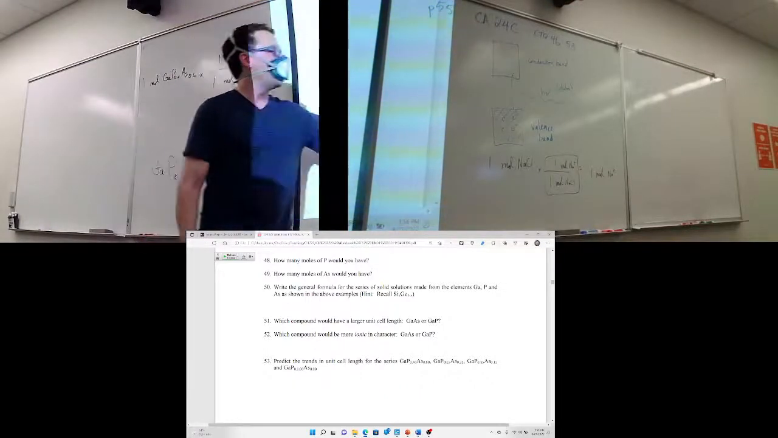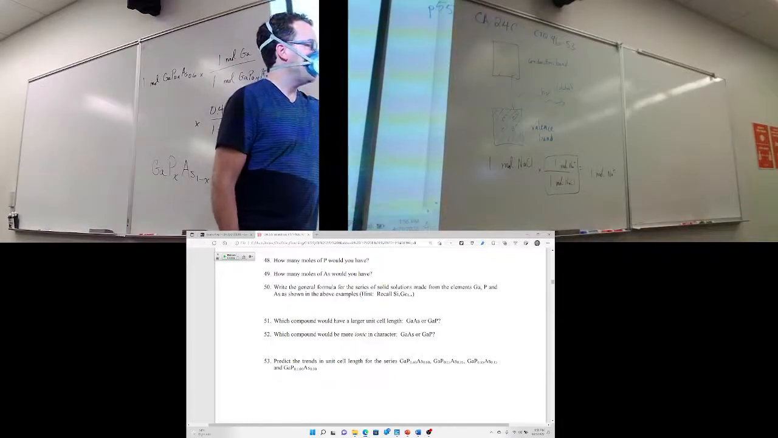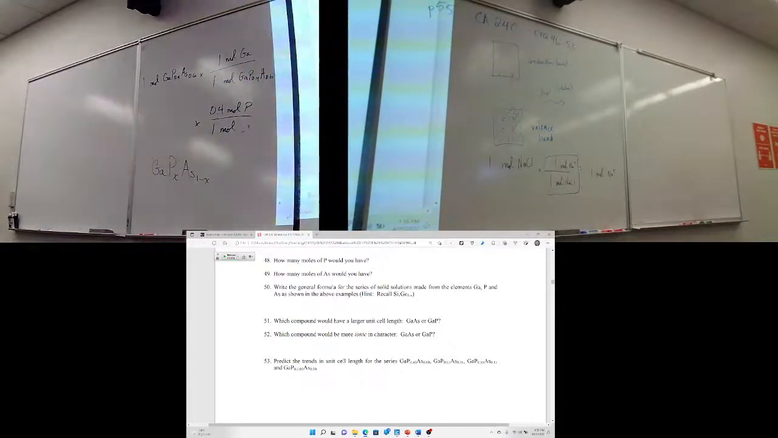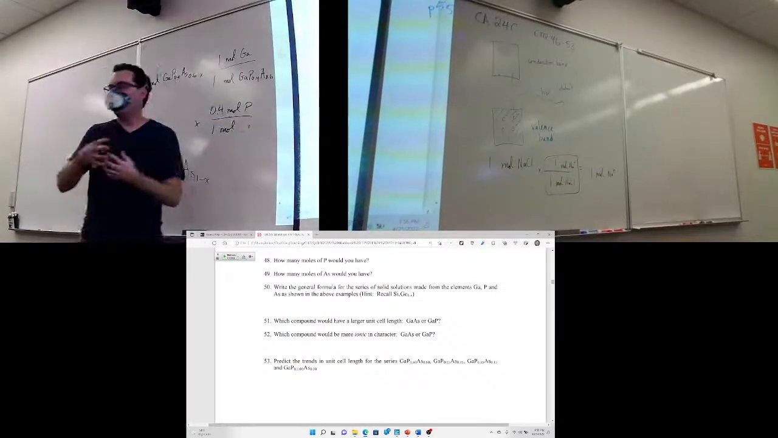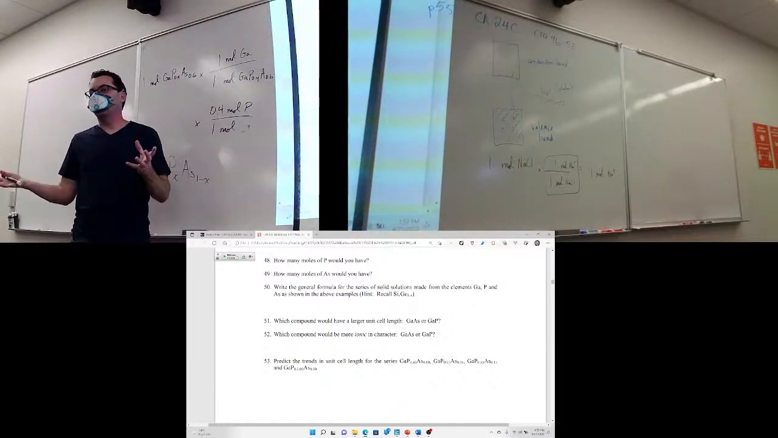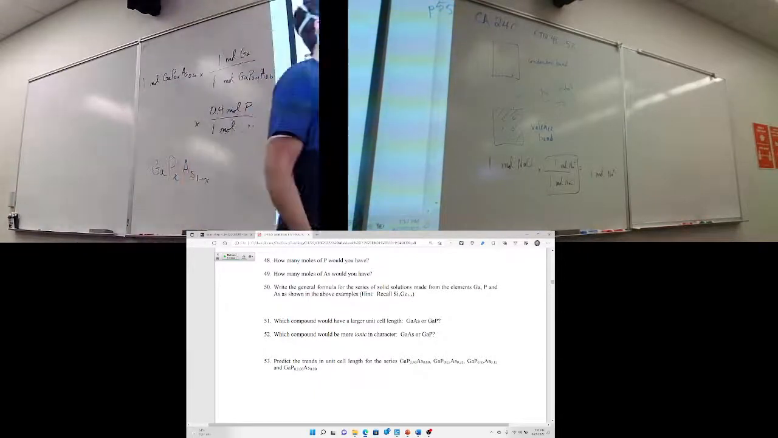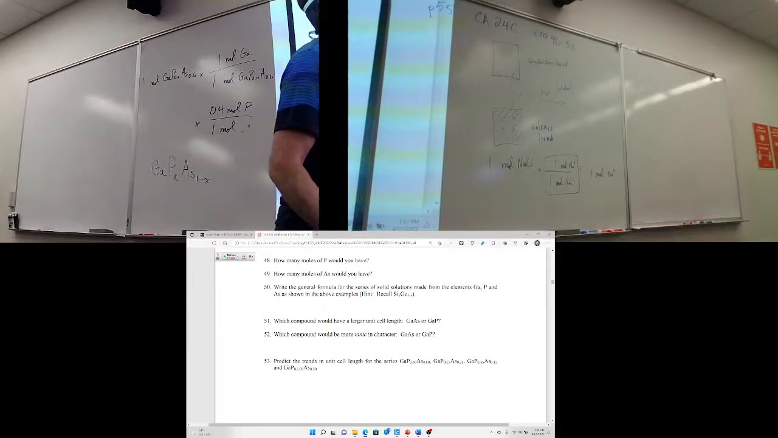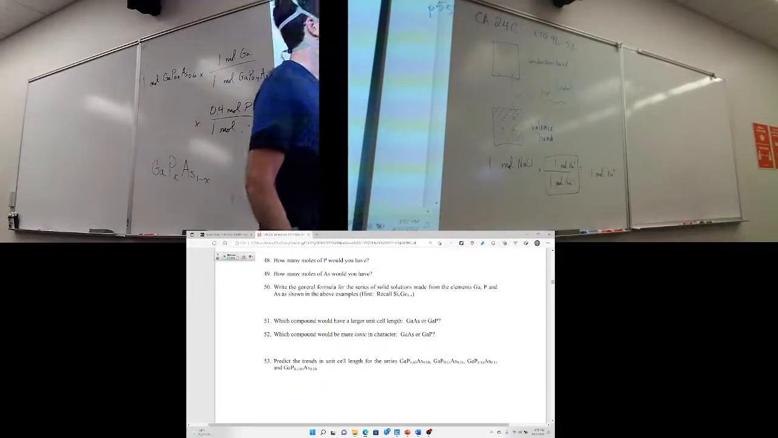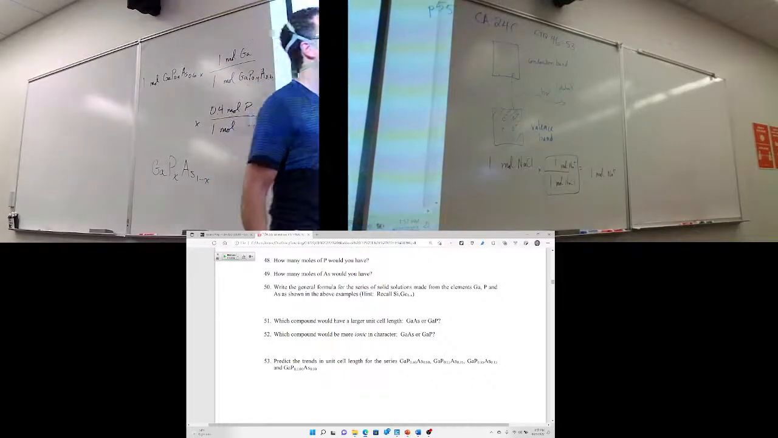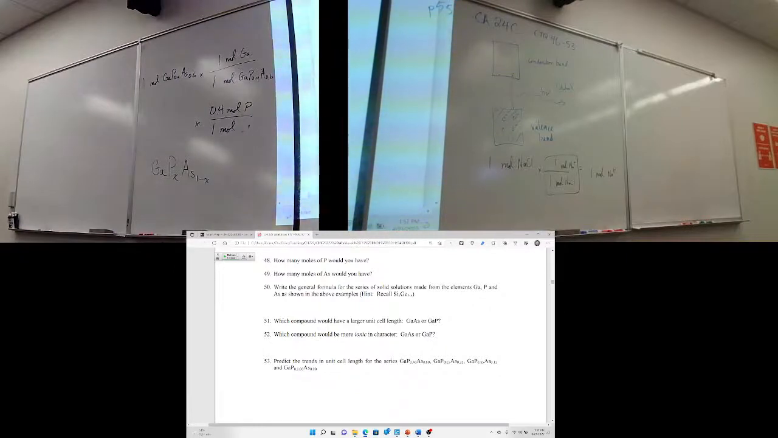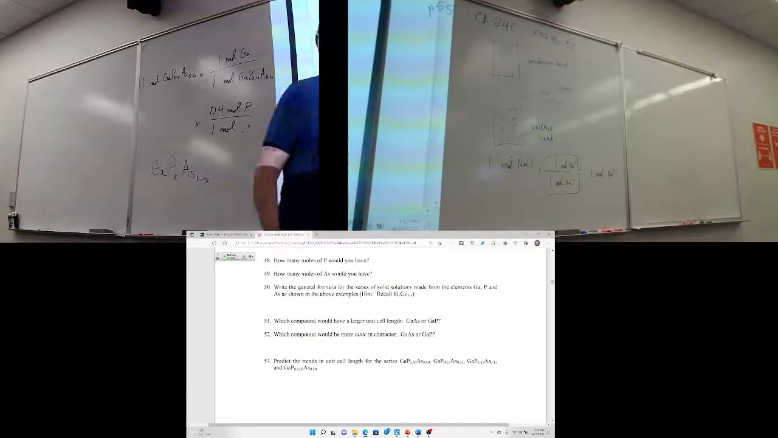So if you have gallium and just phosphorus versus a little bit of arsenic mixed in, well, arsenic is a bigger atom. The idea is the more arsenic you mix into it, the bigger the unit cell is going to get, on average. So this is going to have the smallest unit cell length, and this one right here, the one with 0.6 arsenic, that's got the highest amount, that's going to be the largest unit cell length.